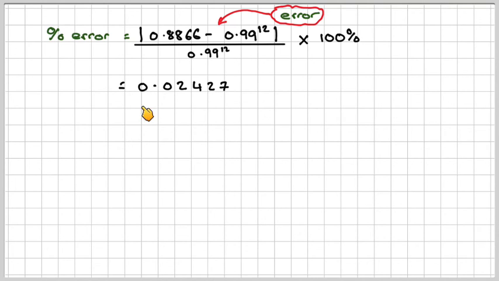And that will give you 0.0242. And to three significant figures, that will give you a percentage error of 0.0243%. Okay, so this you'd work out on your calculator.